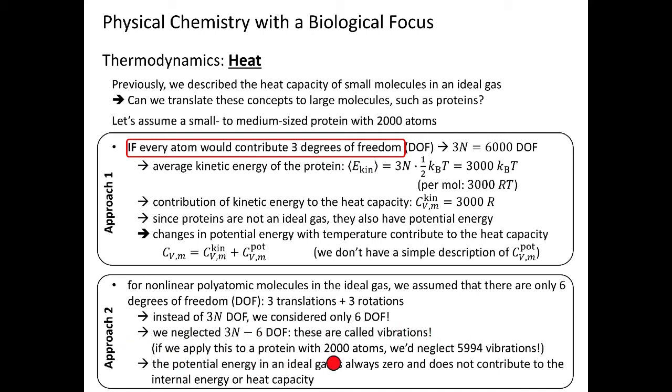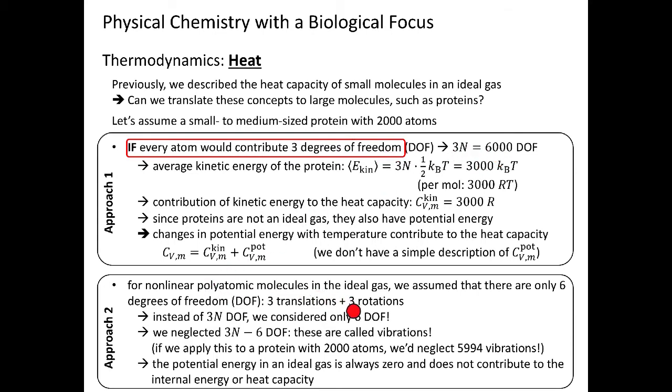Potential energy in an ideal gas was always 0 and does not contribute to the internal energy, so this is what we used for a nonlinear polyatomic molecule. That, of course, is not true for a protein, but these are basically the 2 extreme cases. Here we are assuming that every atom of a protein can be treated independently and has 3 degrees of freedom.